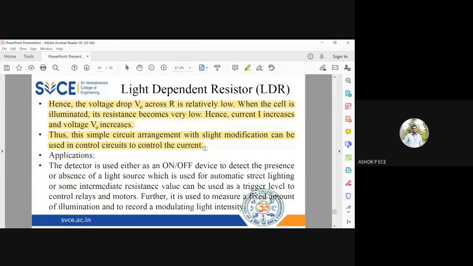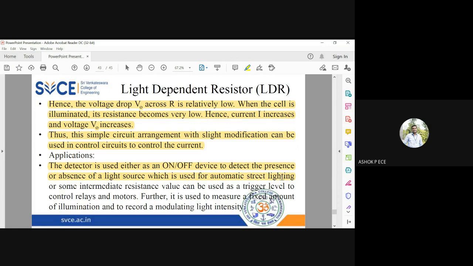This device can be used to detect the presence or absence of light, like an on-off switch. For example, with automatic street lighting, when the sun is going to set and there is absence of light, these street lights should be automatically turned on. In the morning, when there is sufficient light, these street lights can be automatically turned off. So this is a simple control application where you can use LDRs to turn on or turn off your device.